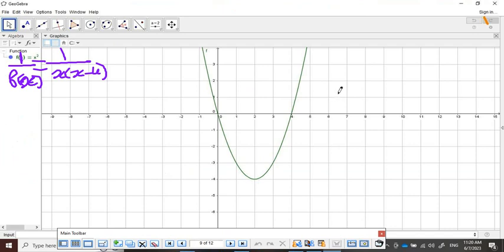How will we draw 1 over f of x? First, I look at the denominator. This one is going to give me the vertical asymptotes. What is the first one? x equal to 0.